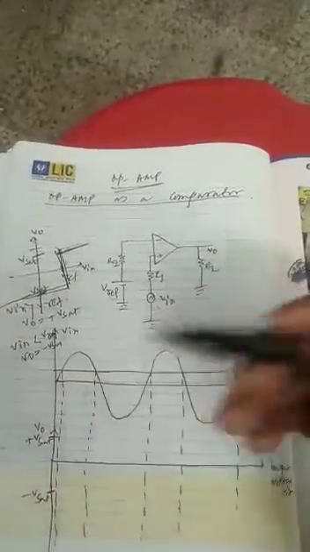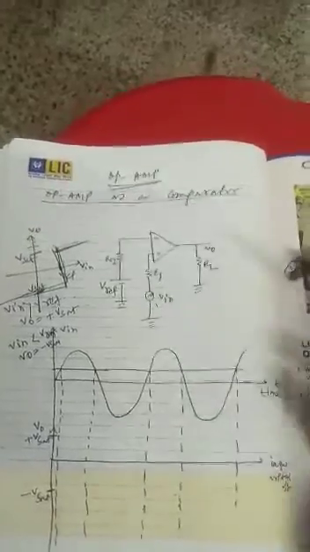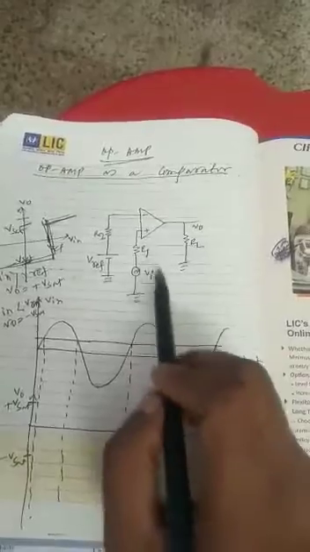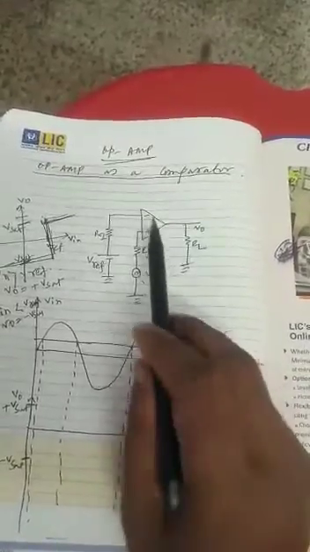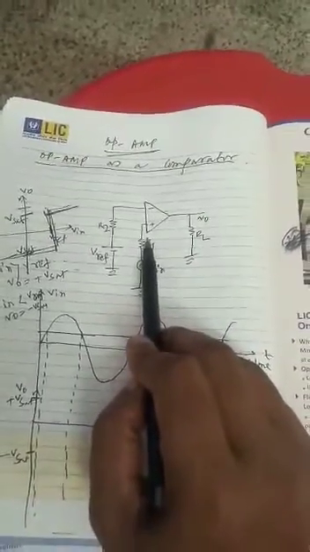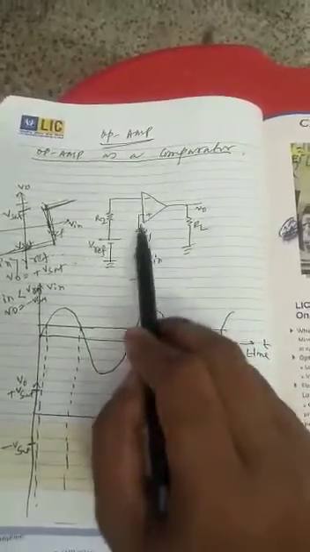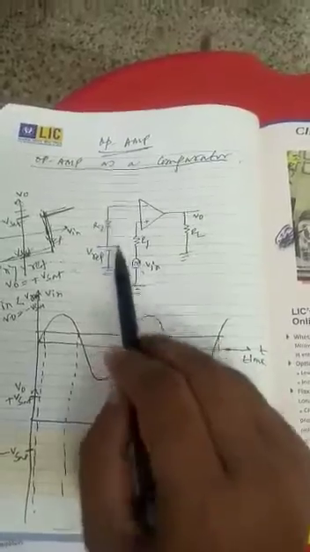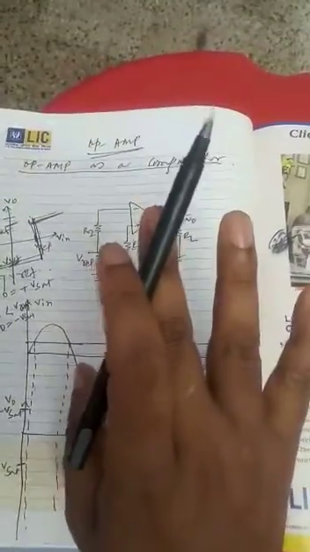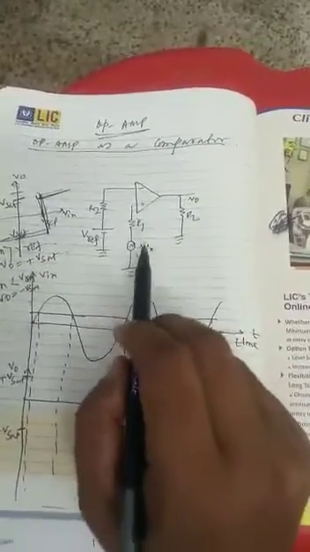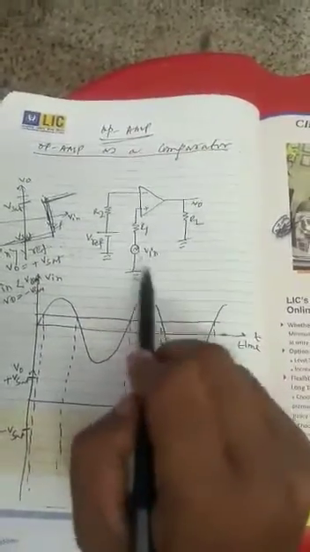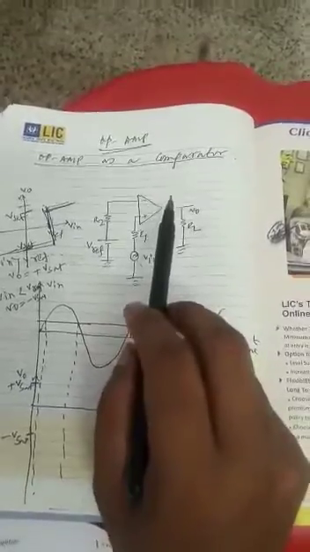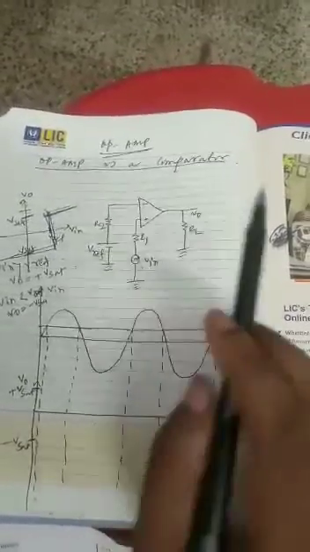The comparator is basically of two types: one is the inverting comparator and the other is the non-inverting comparator. If the input voltage is applied to the non-inverting terminal, then this comparator is called a non-inverting comparator. If the input voltage is applied to the inverting (negative) terminal, then it is called an inverting comparator. Here, in this circuit, the input voltage Vin is applied to the positive terminal, which means this circuit is the non-inverting comparator.